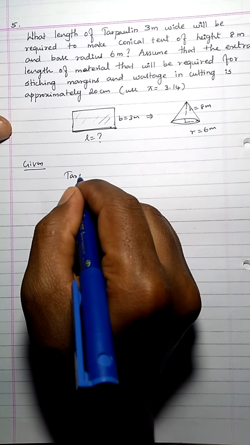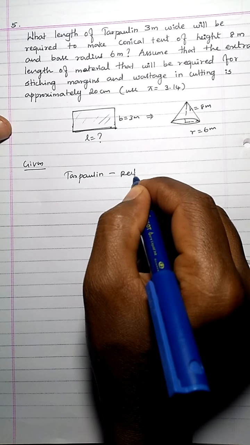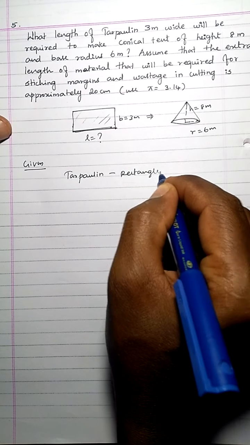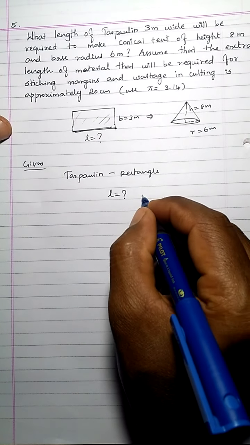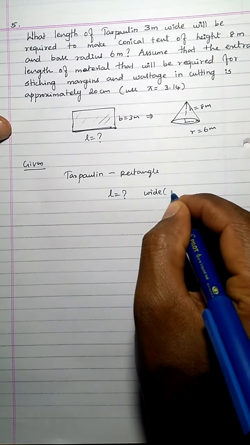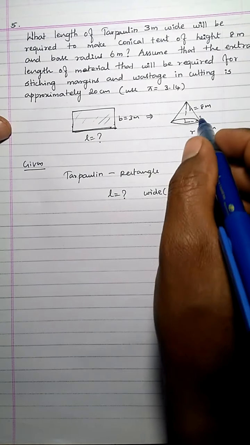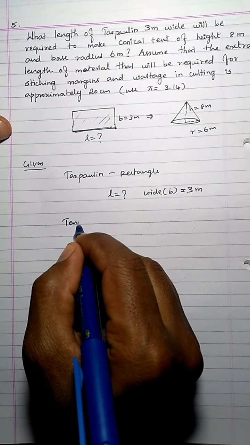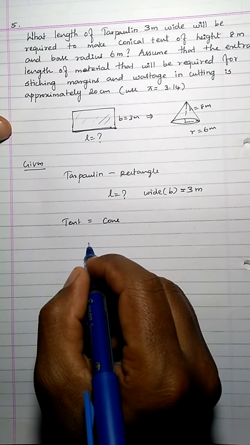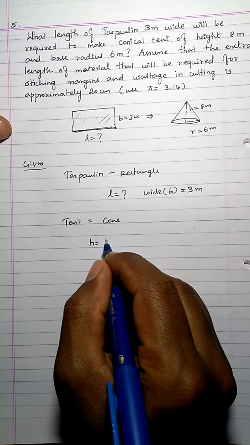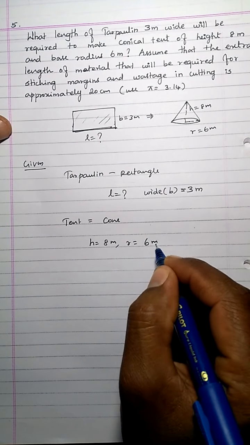So let's take here in the given data, tarpaulin. Tarpaulin means we know it is rectangle shape. In that, L we have to find out, and width is given. Width means we can take breadth 3 meter. And the tent, we know it is in the shape of a cone. So in that, the given data: h is given 8 meter and our radius is given 6 meter.